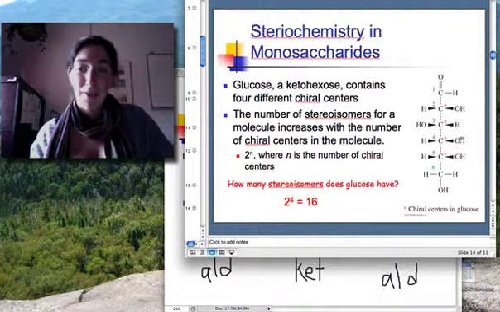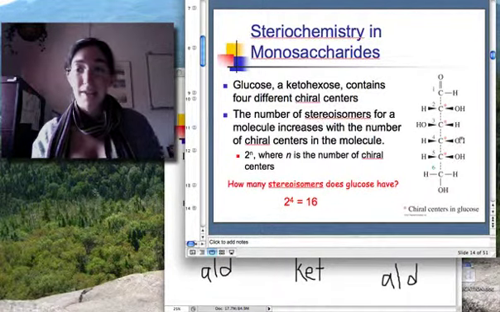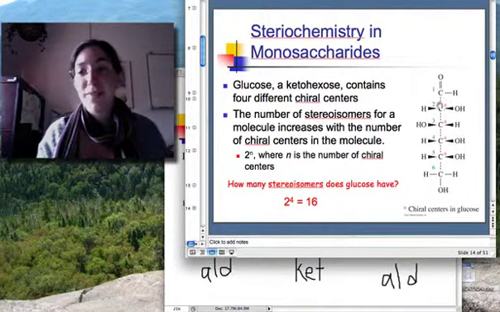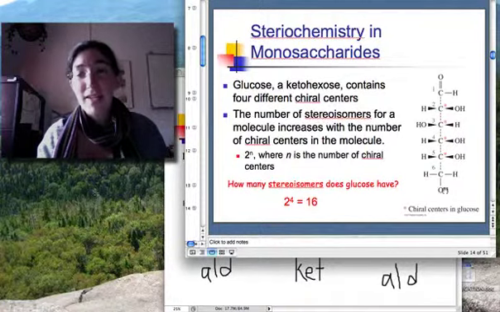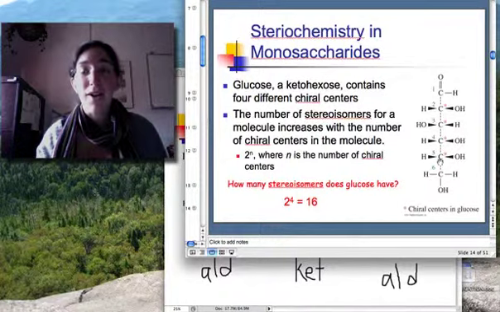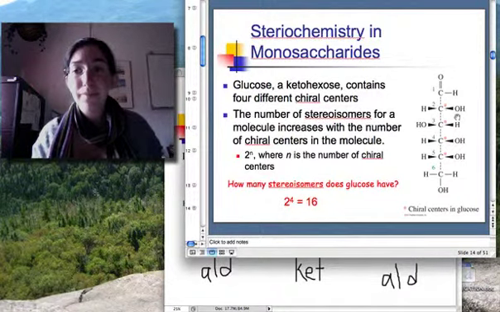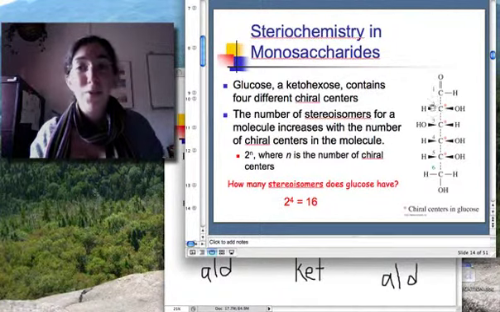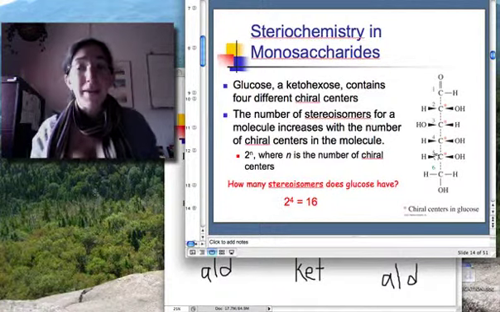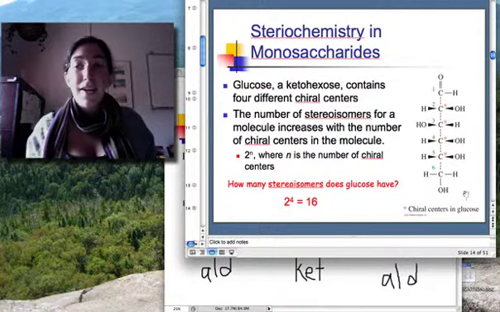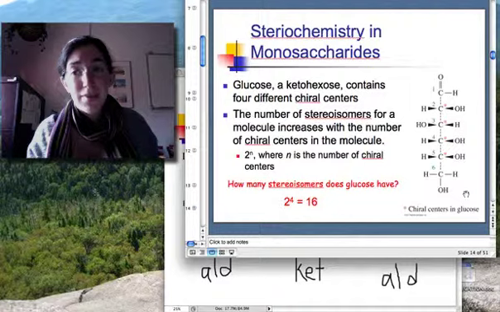So we have a molecule of glucose here, and if we count the chiral carbons, they're already indicated in this picture. Carbons 2, 3, 4, and 5 are all chiral carbons. They are all carbons that have 4 different groups attached to them. So if there are 4 chiral carbons, that's 4 places where there can be a mirror image of that carbon. So there can be several stereoisomers of glucose.